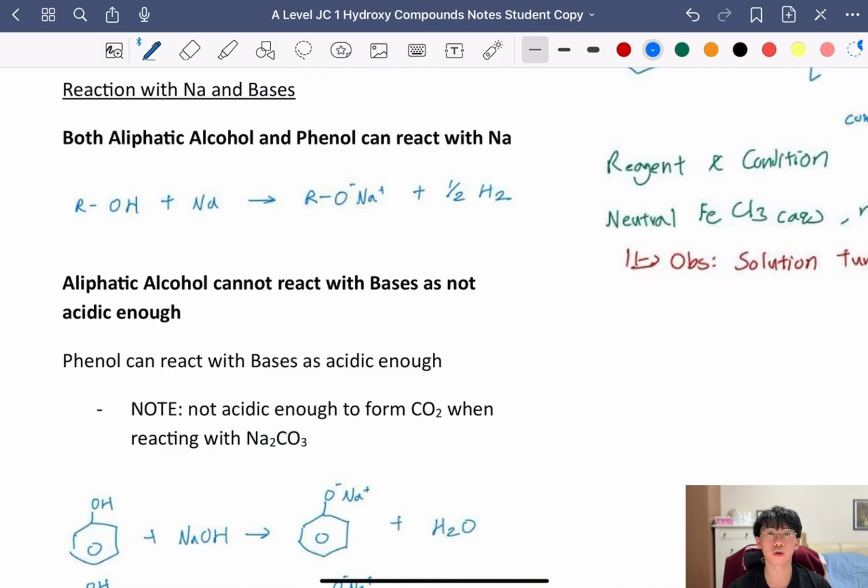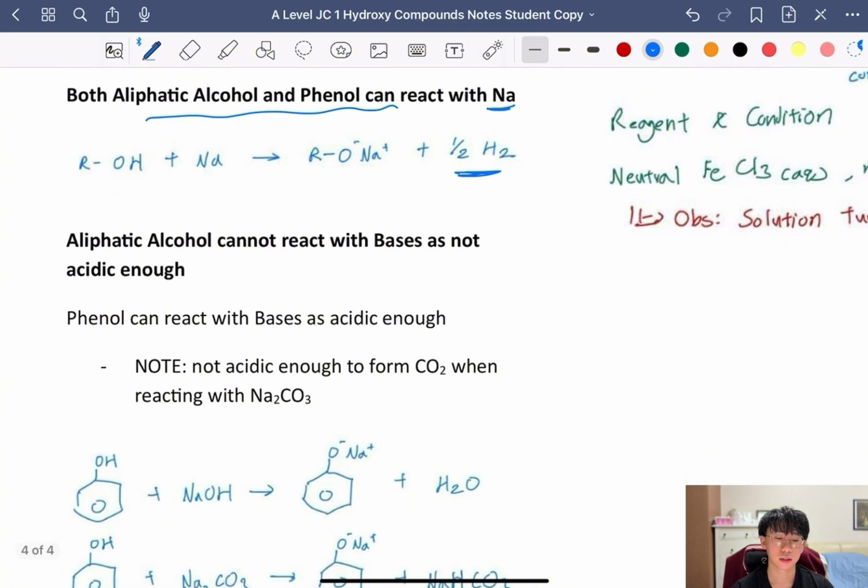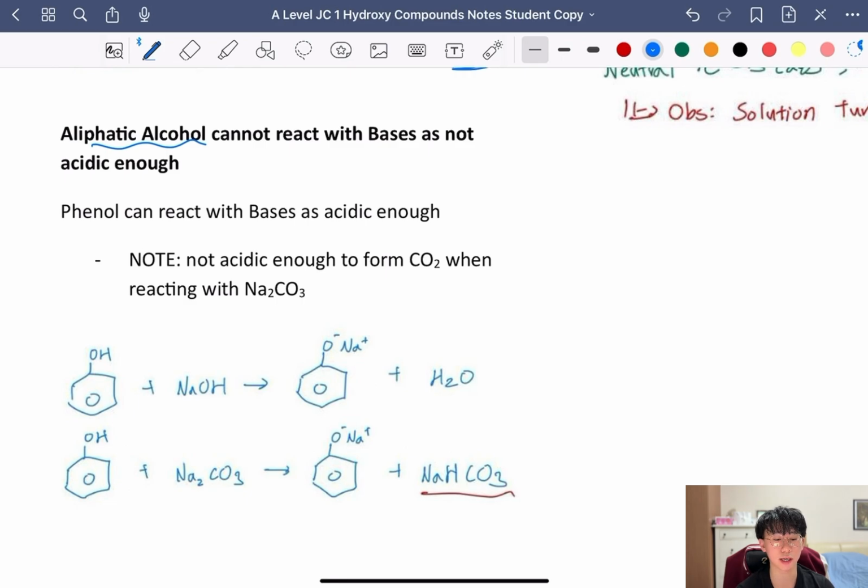Your alcohols and phenols have also reactions with sodium and bases. For both your aliphatic alcohol and your phenol, you can both react with sodium. This is also a very good distinguishing test, and this will form your hydrogen gas. But your aliphatic alcohol cannot react with bases because it's just not acidic enough due to the explanation I just gave. But your phenols definitely can react with bases. For example, it can react with NaOH. It can also react with sodium carbonate. But take note that phenol, while it is acidic, it's just not acidic enough compared to carboxylic acid, for example. Hence, from your sodium carbonate, you wouldn't get carbon dioxide from this reaction.